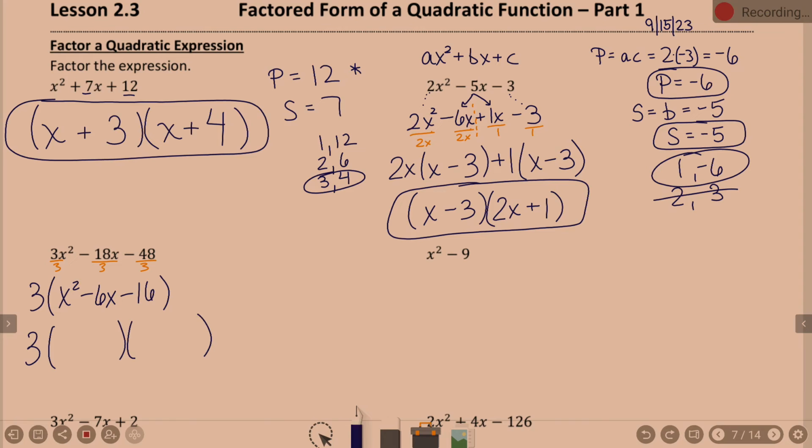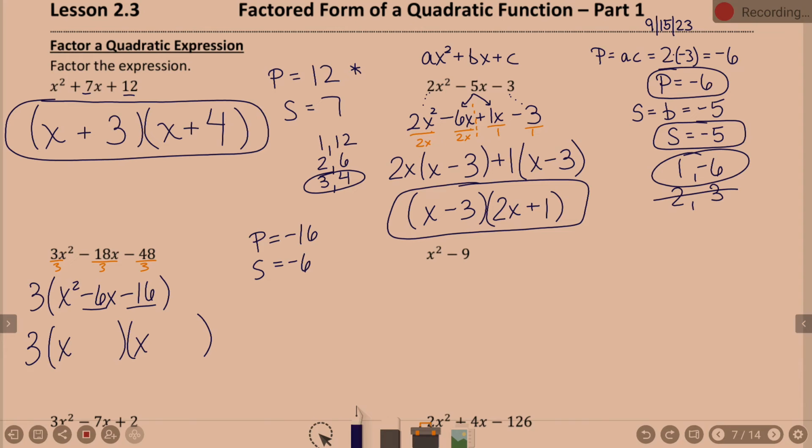Okay. So, x squared breaks into 2 x's, x times x. Now, this time, I need numbers that do what? Multiply to negative 16. So we're looking for numbers that multiply to be that end value, that C value, negative 16. And then we want those same numbers to add to be my middle value, which is negative 6.